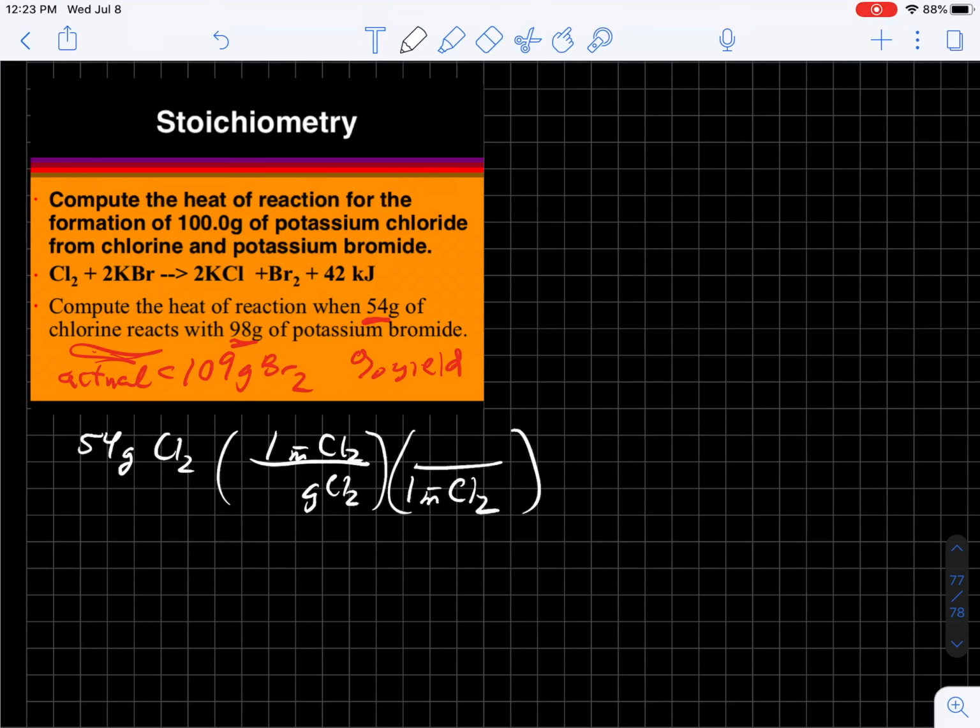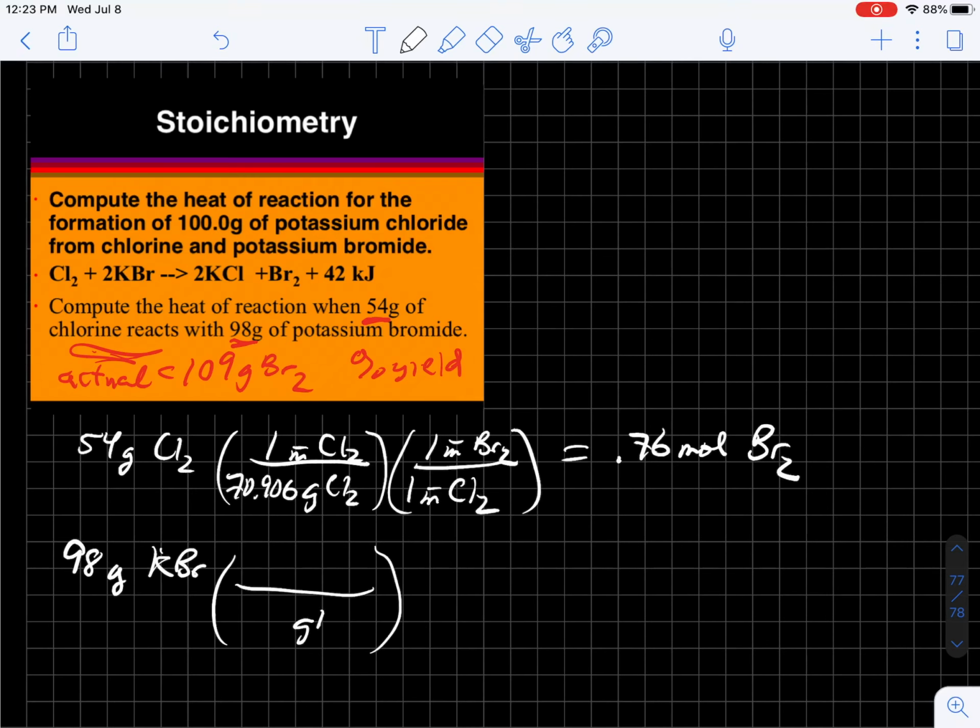And then let's use the balanced equation. 1 mole of chlorine gives us how much bromine? 1 mole of bromine. Okay, so now we look up the mass of chlorine, and it's 70.906 grams. So we do 54 divided by 70.906. So I get 0.76 moles. That's moles of bromine.